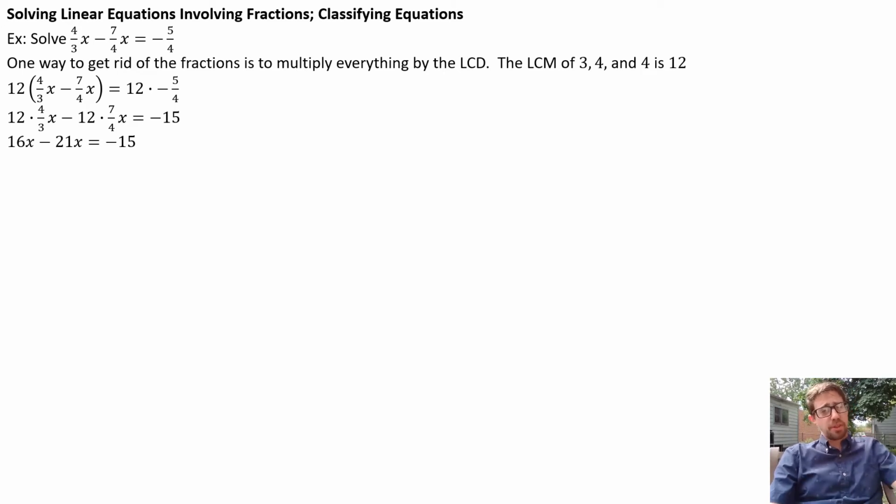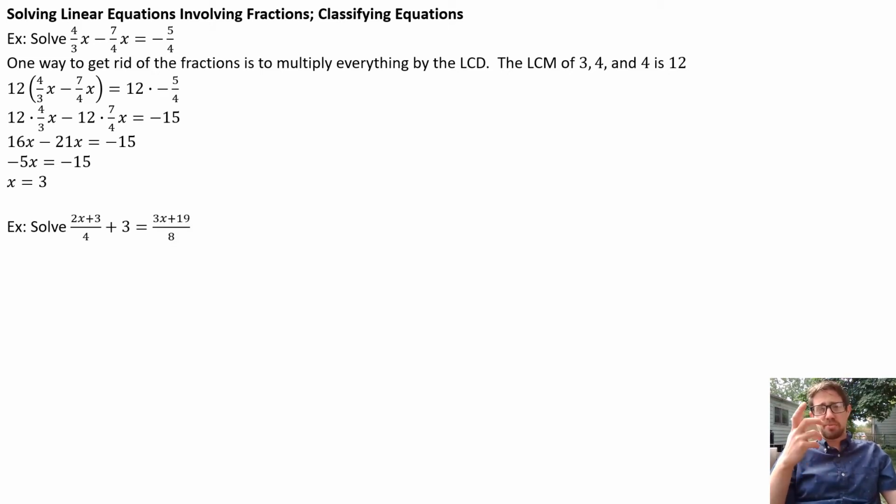Okay, so we've done it. We've cleared the fractions, combined like terms on the left-hand side. So 16 minus 21 is negative 5. Divide both sides by negative 5 or multiply by negative 1/5. And 15 times negative 1/5 is 3. So the more we do this, the more I'm kind of going to not show every single little step, because I think you can probably do 15 divided by 5 in your head. I hope.